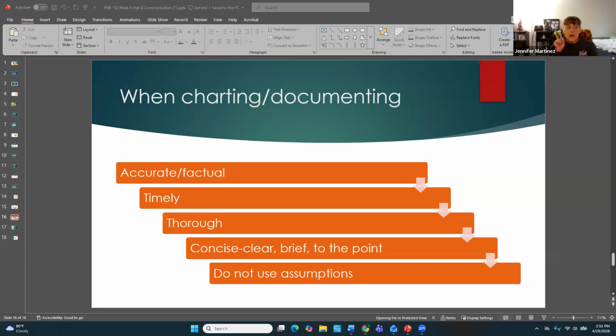Be thorough, but yet concise. You don't have to write a dissertation about your client. You want to put all the necessary information in there. And never use assumptions. So if you walk into the client's room and they fell on the floor and there's a glass of water on the floor, you don't want to say, oh, they threw the glass of water on the floor so that they would fall, right? That would be an assumption. So you want to be careful, always factual.